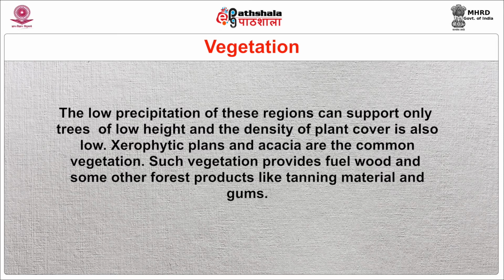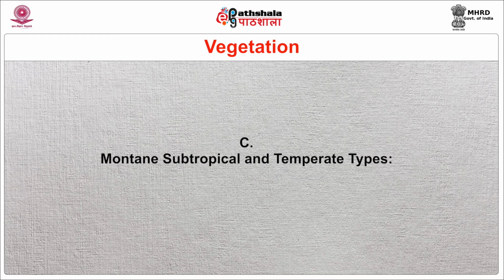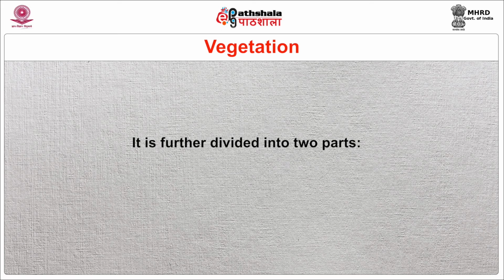Xerophytic plants and acacia are the common vegetation in this area. Such vegetation provides fuel wood and some other forest products like tanning material and gums. Then the third type of vegetation is montane, subtropical and temperate types. It is further divided into two parts.